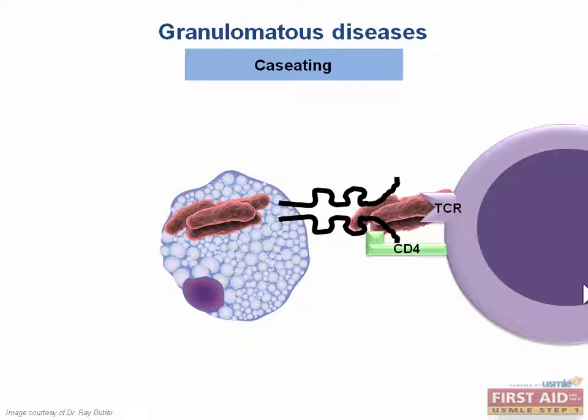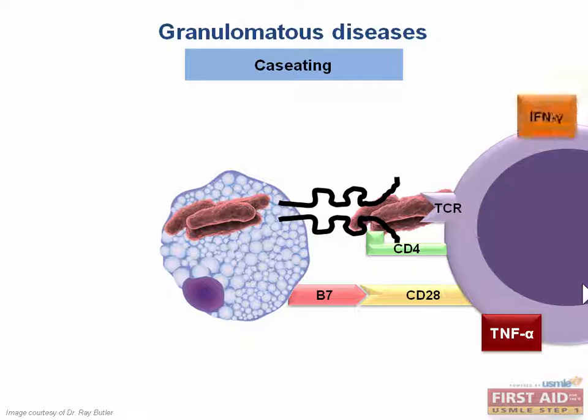Now, for immune cell stimulation, we always need two main signals, right? The first one will be involving receptors. So there's a receptor on the macrophage. What's that? B7. This will complex with what receptor on the T cell? CD28. Very good. And the second major signal involves cytokines. So what cytokine will be released from the macrophage? TNF alpha will go and stimulate the T cell. What about the release from the T cell? What cytokine? Interferon gamma will in turn stimulate the macrophage.